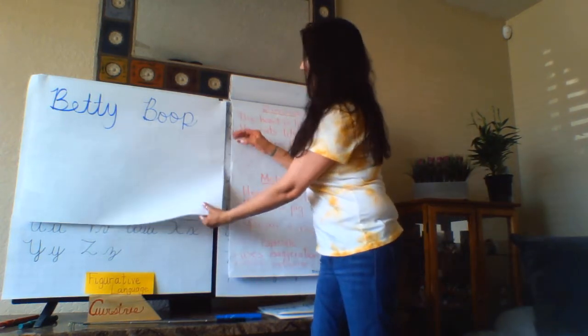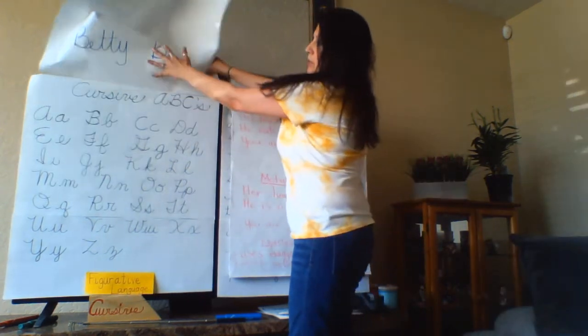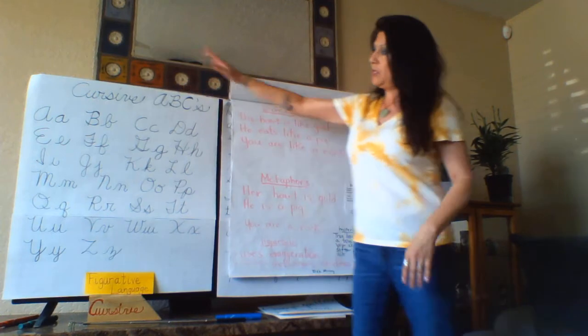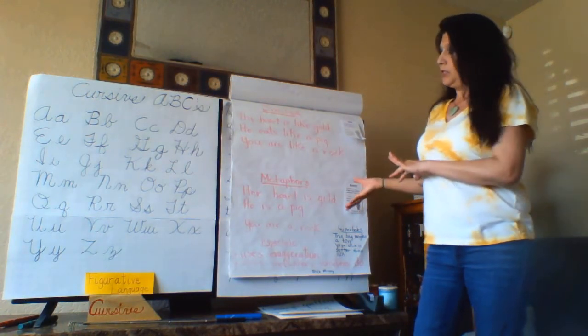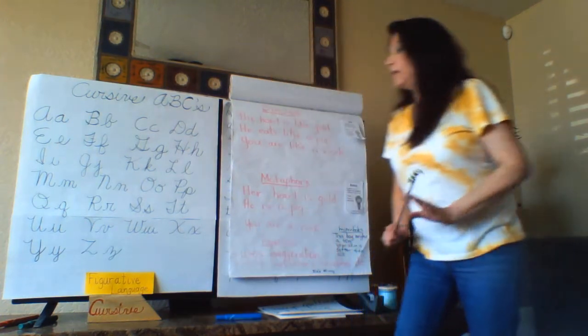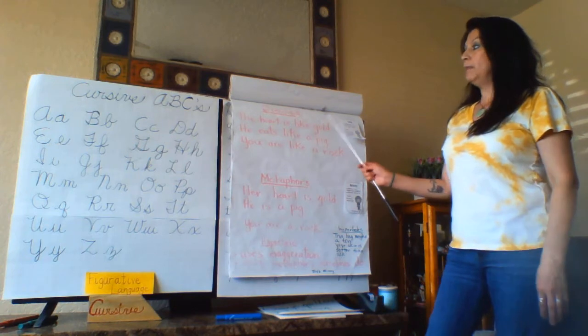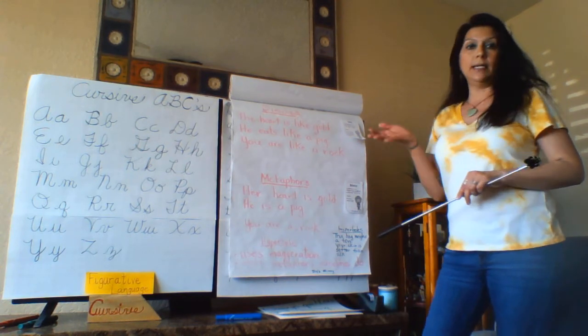All right, ladies and gentlemen, I'm going to go ahead and flip that over so that you can review your alphabet as we're working on figurative language. Okay, so as we had left off, we were working on similes. And remember, a simile is a comparison of items using the words like and as.